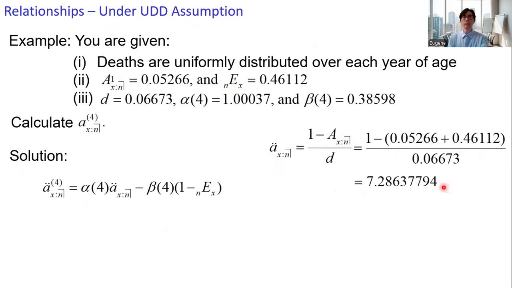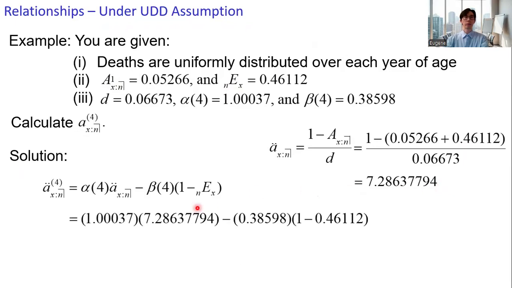And we get the N-year annuity due, the present value, 7.2864. We get alpha 4, beta 4, and NEX. And upon calculation, we get 7.081. And this is for the annuity due.